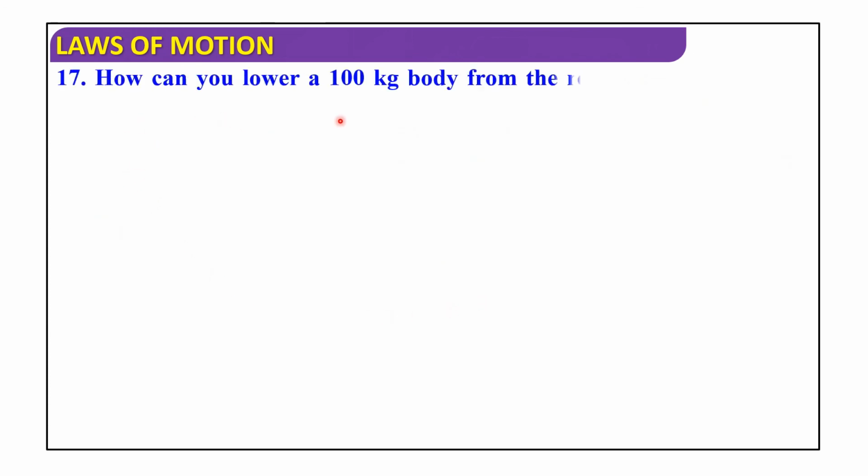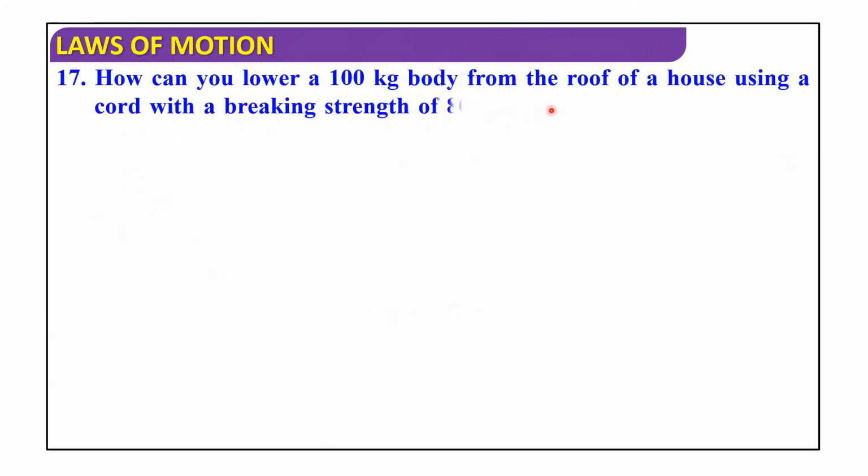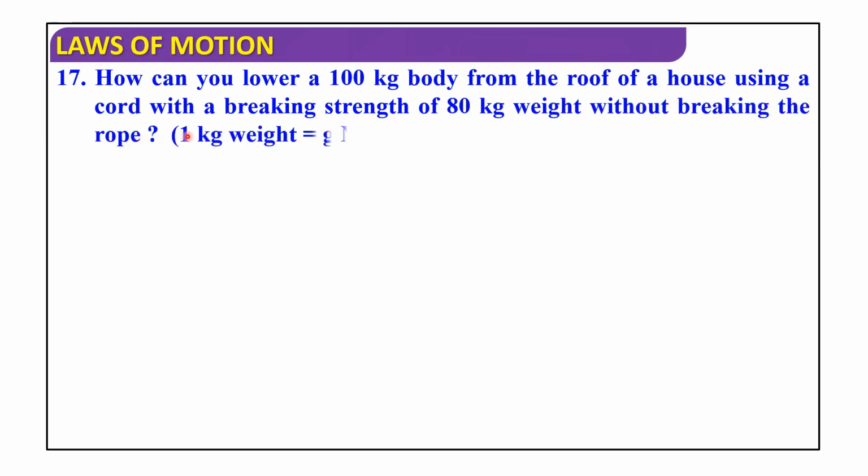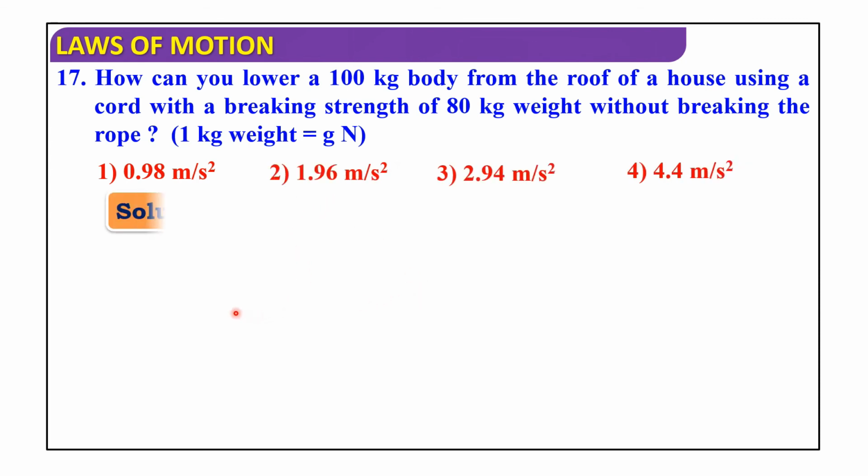How can you lower a 100 kg body from the roof of a house using a cord with a breaking strength of 80 kg weight without breaking the rope? Here 1 kg weight is equal to g newtons, they have given. So now let us go to the solution.